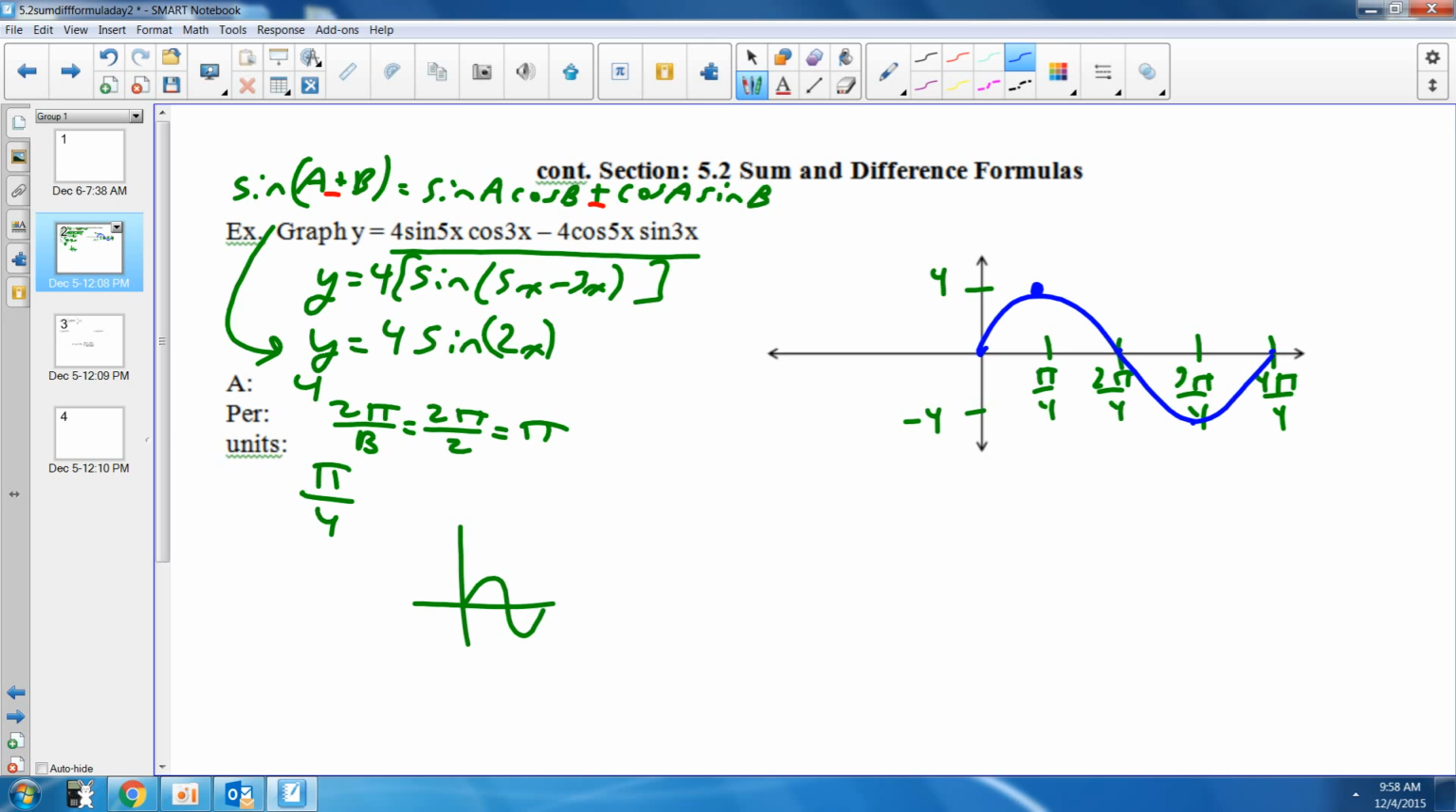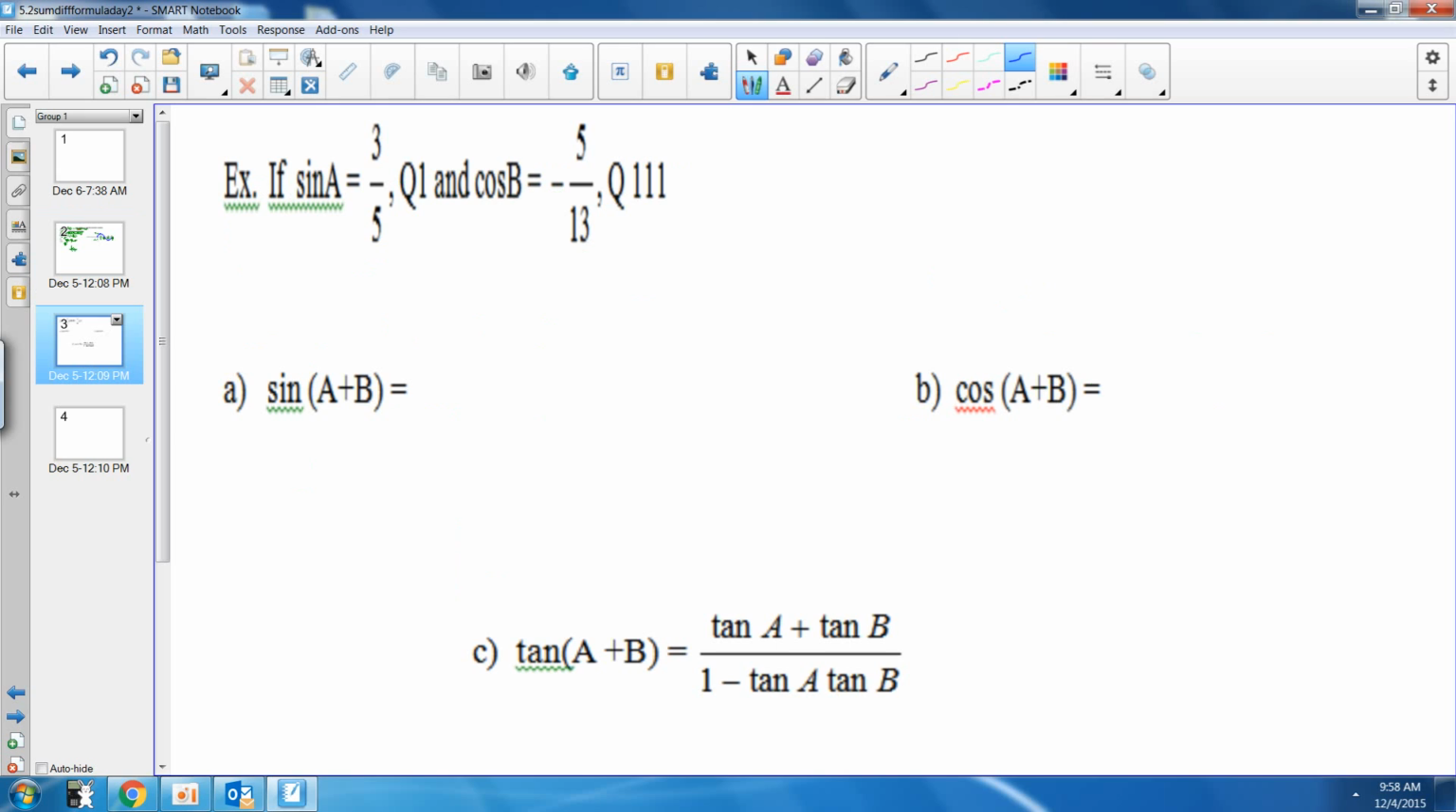The second problem is going to be more in depth, and this is a problem that you can easily make a mistake on positive and negative. You're going to want to make sure you remember Santa Claus in this problem. The question is, if the sine of A is equal to 3 over 5 in the first quadrant, and the cosine of B is equal to negative 5 over 13 in the third quadrant, then what are all three sum expressions? What's the sum expression for sine, cosine, and tangent?